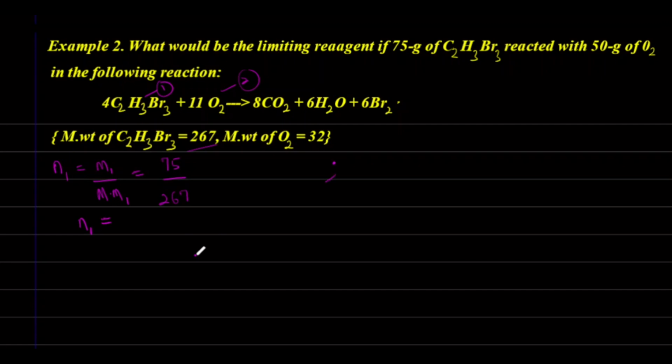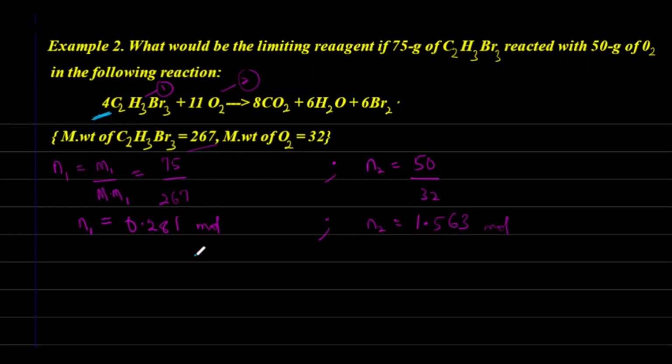Then for the second reactant, N2 is going to be mass over molar mass as well. Its own mass is 50 grams, then its molecular mass is 32. So we are going to have 0.281 mole of the first reactant. The second reactant is 1.563 mole. That's the first step, to determine the number of moles of the reactants involved. The second step is to divide the moles we have calculated by their stoichiometry coefficient. We check the first reactant, its own stoichiometry coefficient is 4.